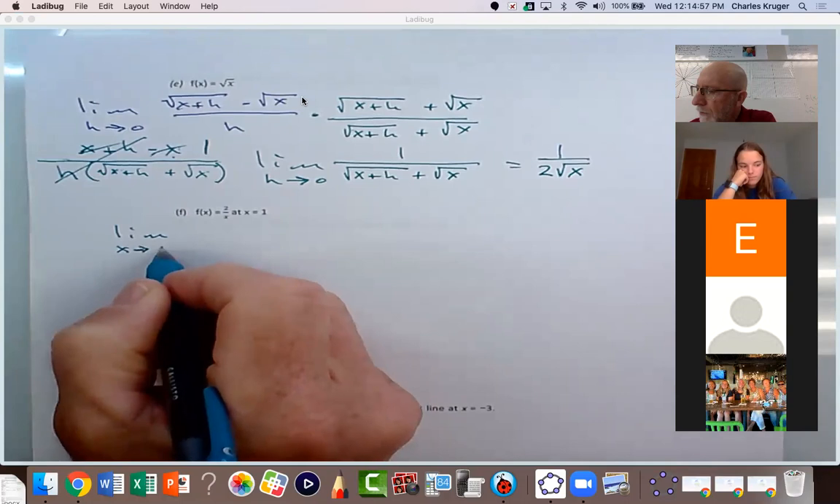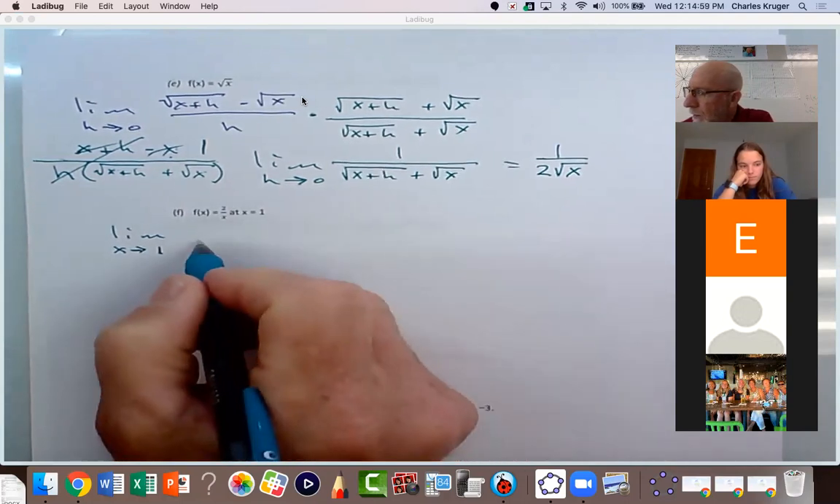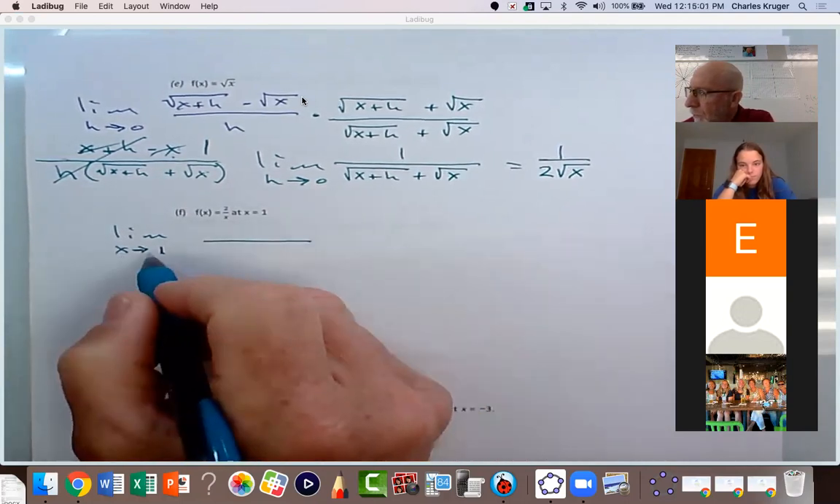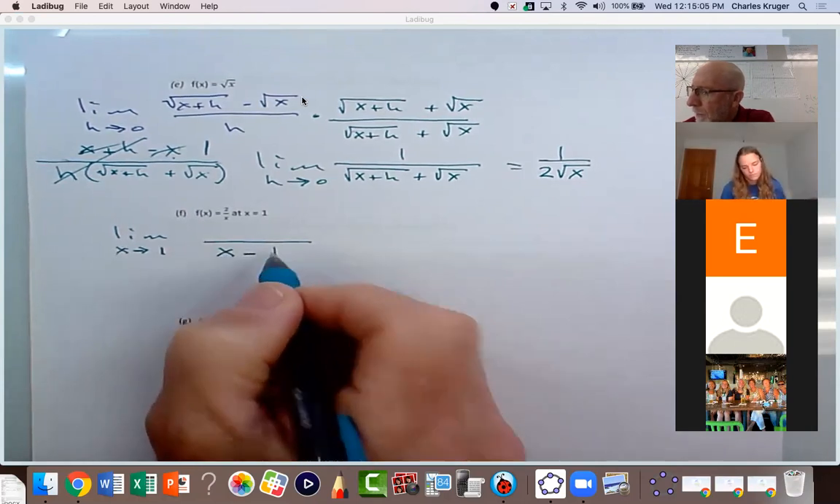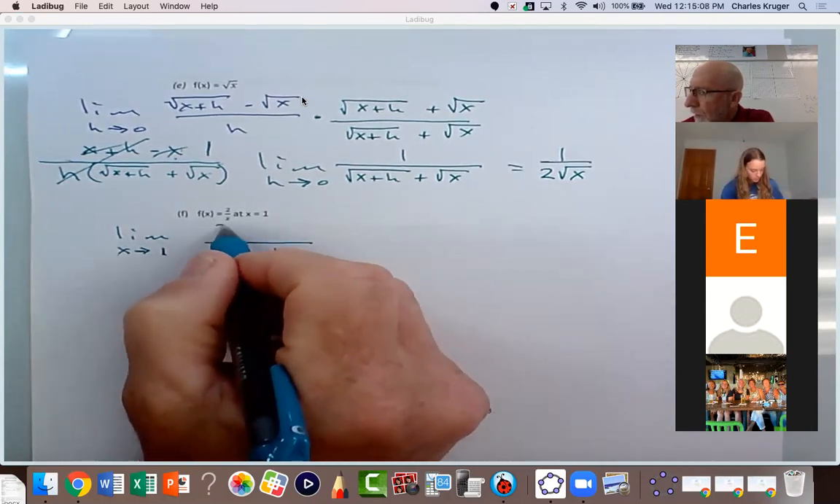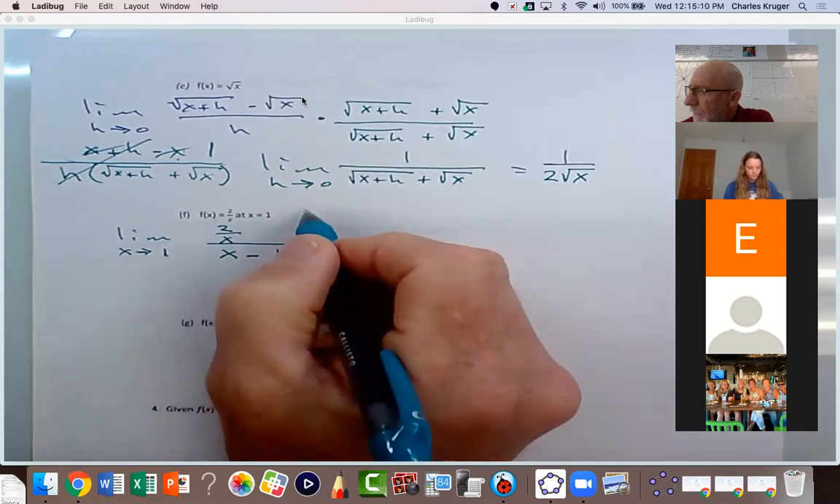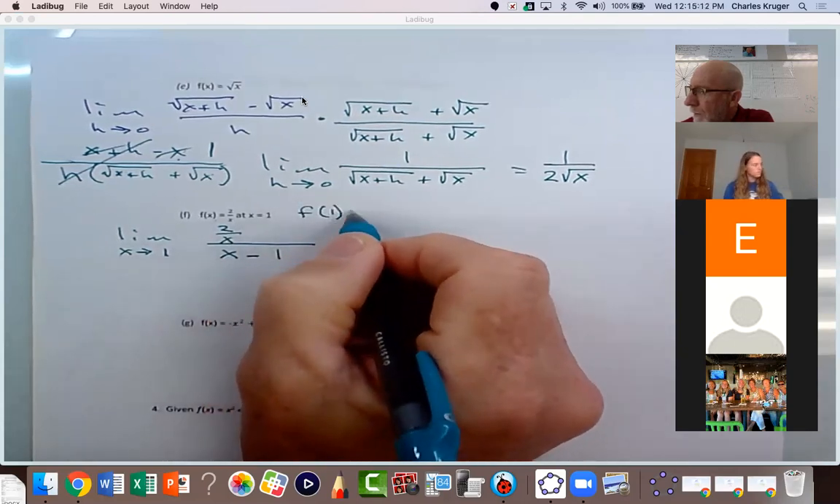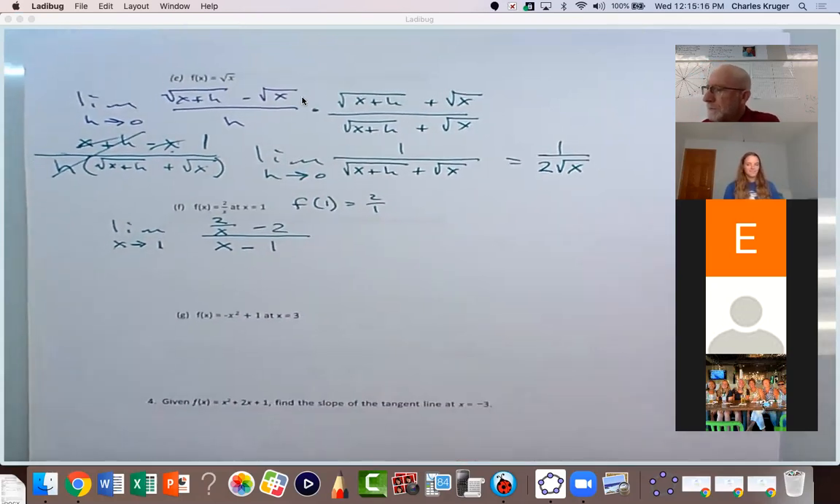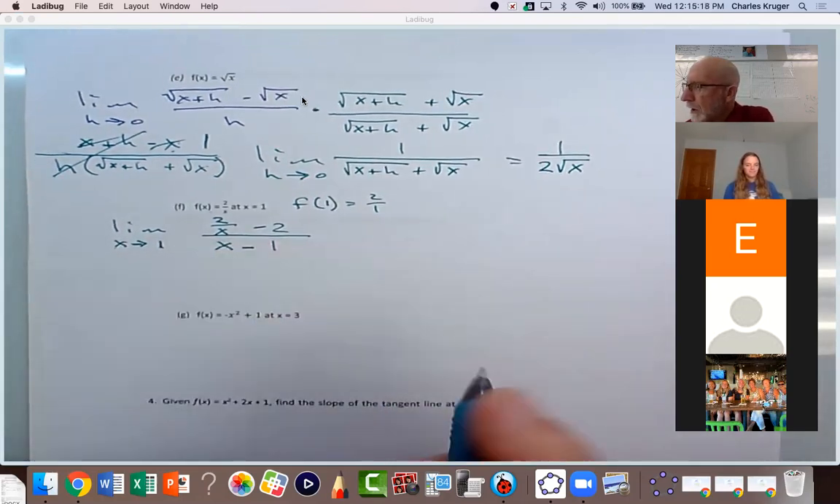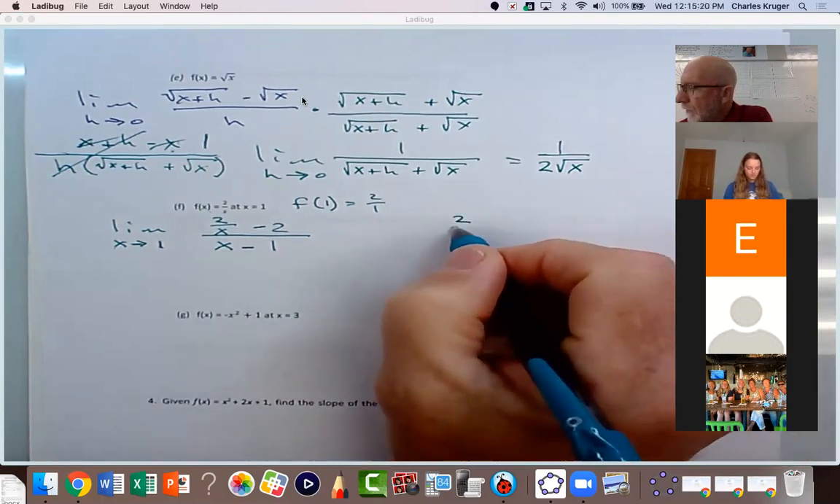So my constant is 1. I'm told that it's 1. So x is approaching 1, and I'm going to have x minus 1. So f of x is 2 over x. F of 1 is 2 divided by 1, so I'm subtracting 2. So now I have a fraction, and I gotta get a common denominator, which is x.